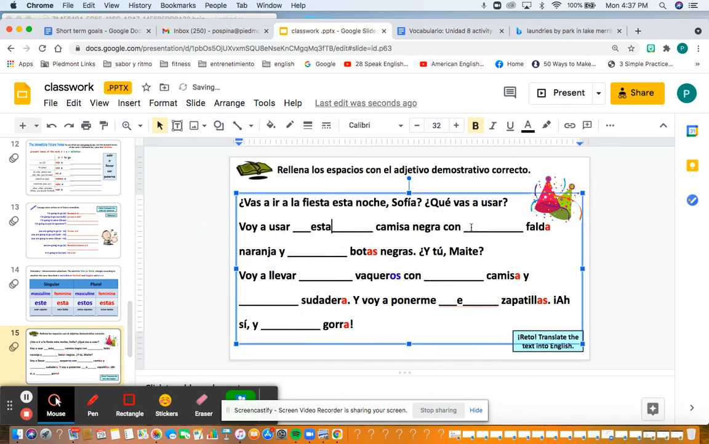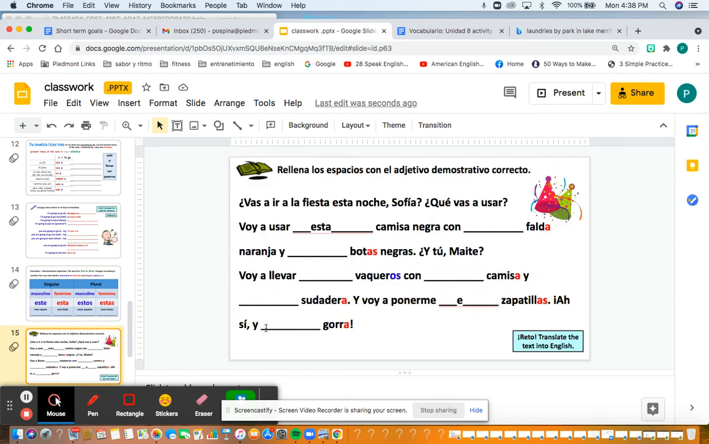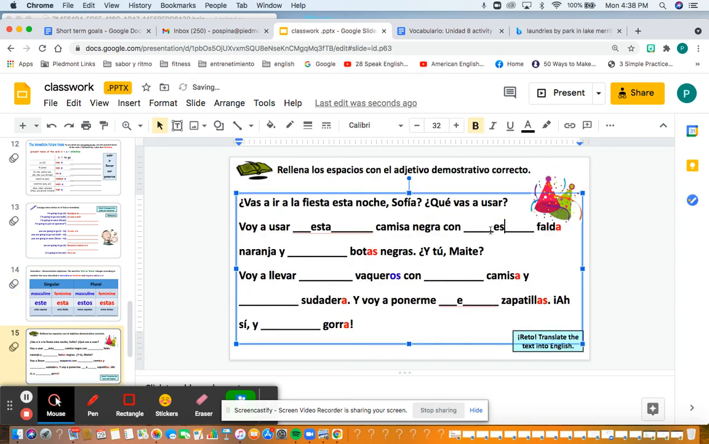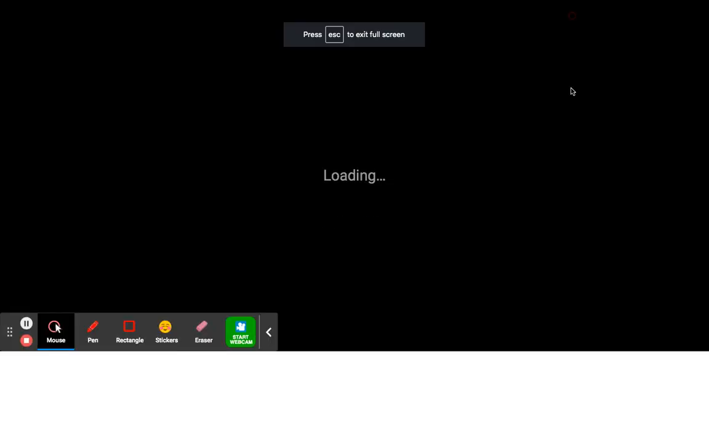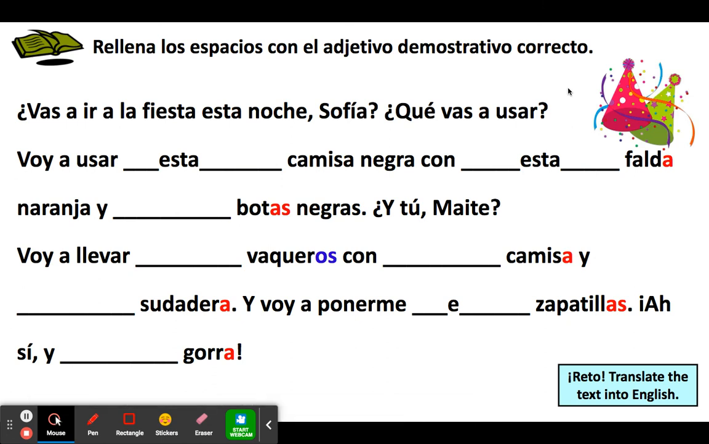I'm gonna do one more. Falda naranja. Again, falda naranja. If we go back here, it's feminine and it's singular, right? So again it will be esta. Okay. So go ahead and fill in the blanks here and try to do it the best that you can. And then I'm gonna be looking into your makeup work, okay? So just go ahead and try to do the best that you can, all right?